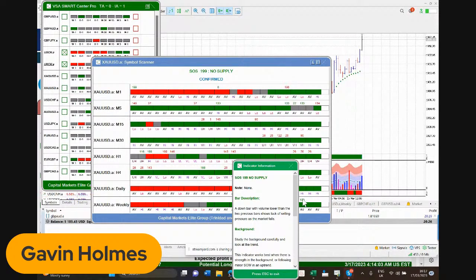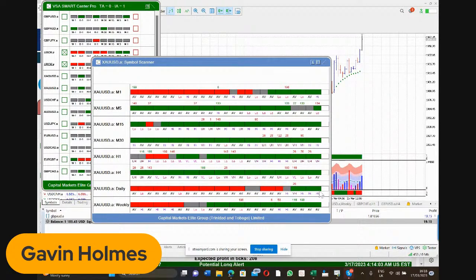And you can say, well, we've done that in hindsight. No, I showed this weeks ago in the webinar in January. Everything here, even the 1-minute chart, look, up, up, up, everything's in alignment. If you ever see this in Smart Center Pro, the probability of making a good trade to the long side is exceptionally high.